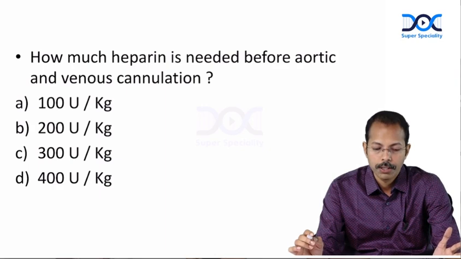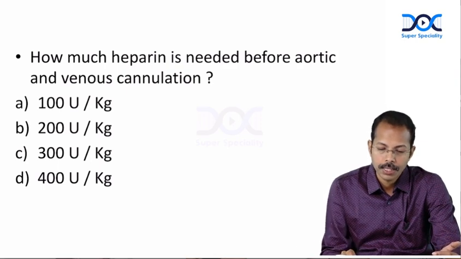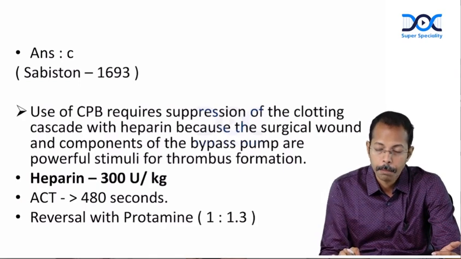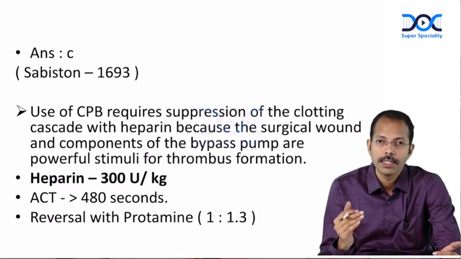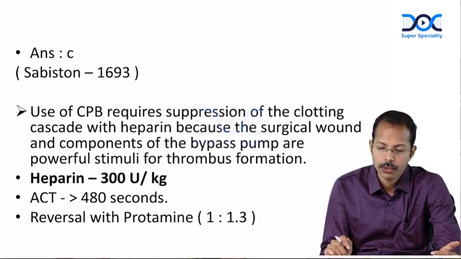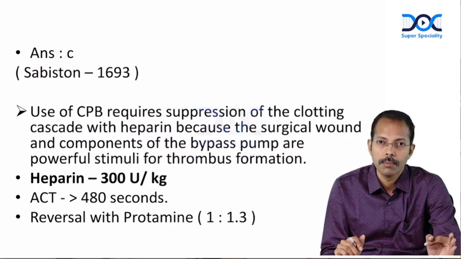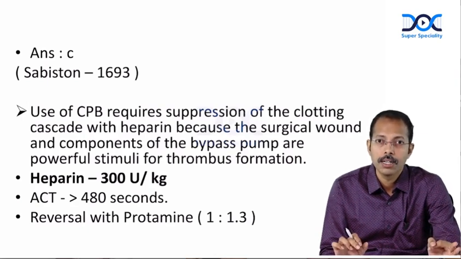The options given are 100 units, 200, 300, 400. So among these, you have to think. Yes, the answer is 300 units per kg, or in other words, 3 milligram per kg. So that is very, very important. Why is that important? To avoid the coagulation cascade. So heparin is very, very important before the start of the heart lung machine. So the dose is very important. We are using 3 milligram per kg or 300 units per kg.